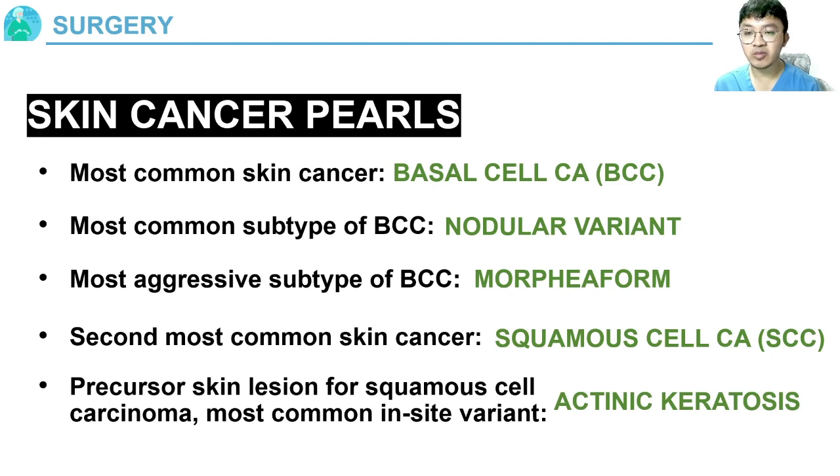Again, most common type, basal cell. Second most common, squamous cell. For basal cell, most common is nodular, most aggressive is morpheiform. Squamous cell, precursor lesion, actinic keratosis.